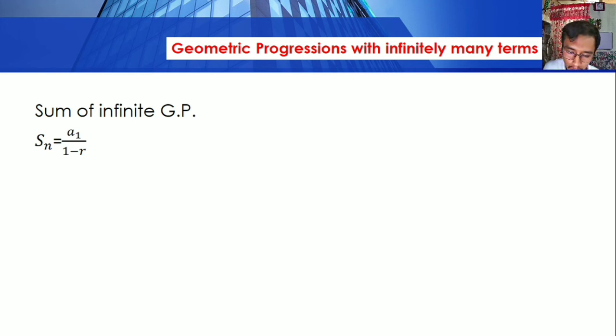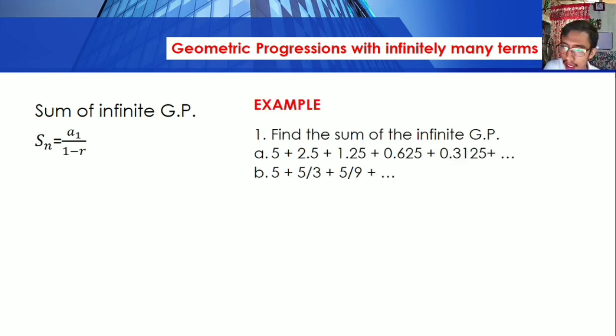Geometric progressions with infinitely many terms. So, sum of the infinite geometric progression. So, ito yung gagamitin nating formula for the sum of infinite progression. So, example, find the sum of the infinite geometric progression. So, A. So, 5 plus 2.5 plus 1.25 plus 0.625 plus 0.3125 and so on. So, let's use the formula. So, for letter A, so S sub n is equal to A1 over 1 minus R.